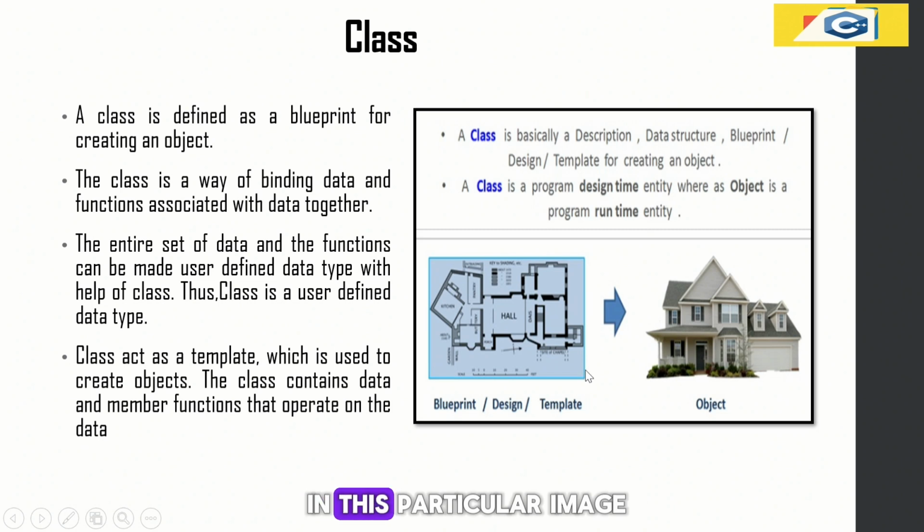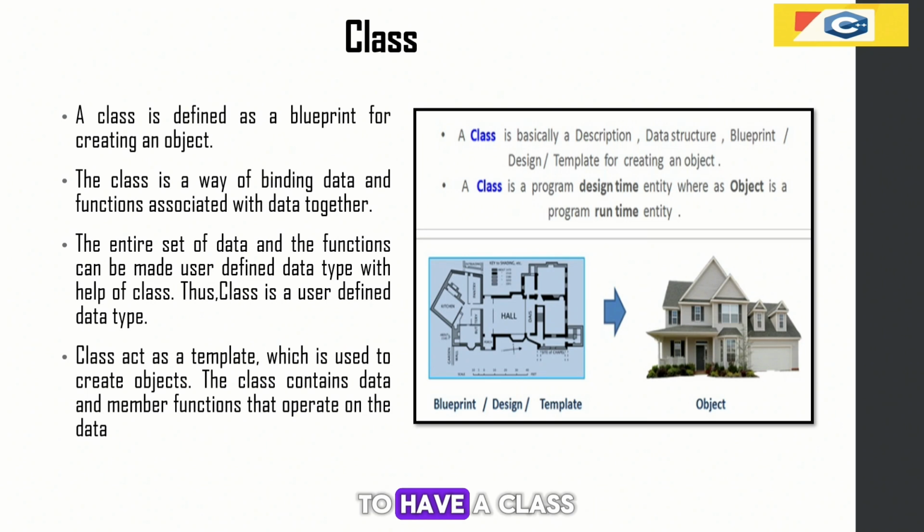As you can see in this particular image, this is a blueprint, or you can say a design or a template for building this bungalow. If the blueprint is not there, we cannot build this object. So it is mandatory to have a class so that we can create an object, and a class is a way to keep the data and functions together into a single unit. And we say a class is a user defined data type.